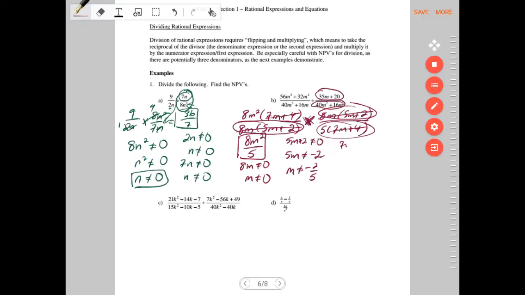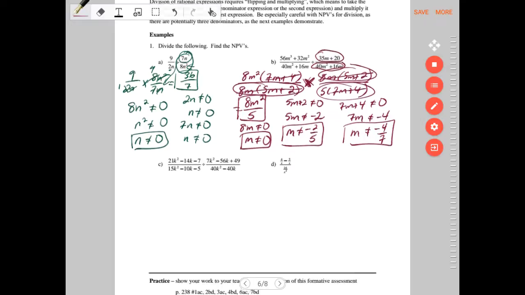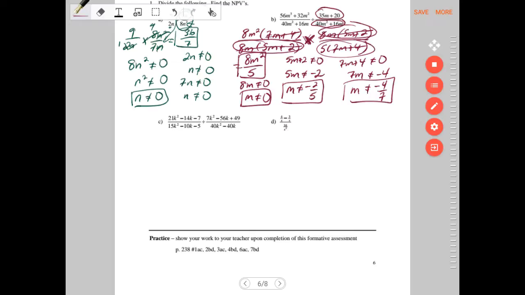And 7m plus 4 cannot be 0. Subtract 4 from both sides. 7m cannot equal negative 4. And divide by 7. m cannot equal negative 4 over 7. So those are my 3 NPVs. And this is my simplified expression after dividing. Okay, a couple more fun examples to go, and then you're off to work on your own.